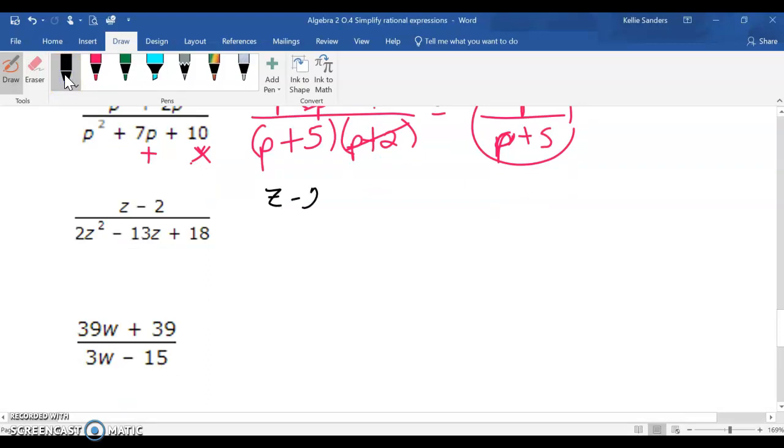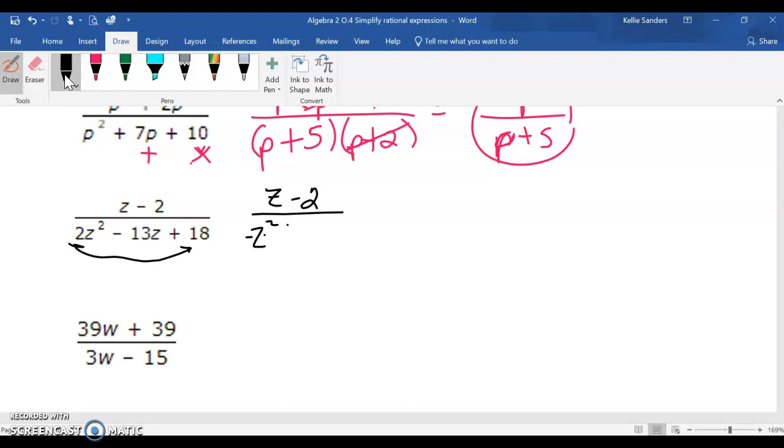Okay, z minus 2. Nothing can happen to it. But on the bottom, we have a trinomial, but the leading coefficient's not 1. So remember, we have to multiply. Bring the first sign down, and a negative times a positive is a negative. So it multiplies to get 18 and adds to get 4. Good grief. Well, it multiplies to get 18 and adds to get 13.